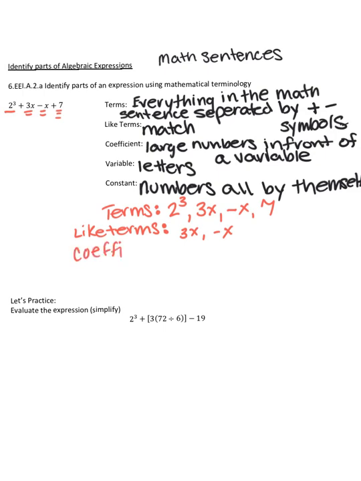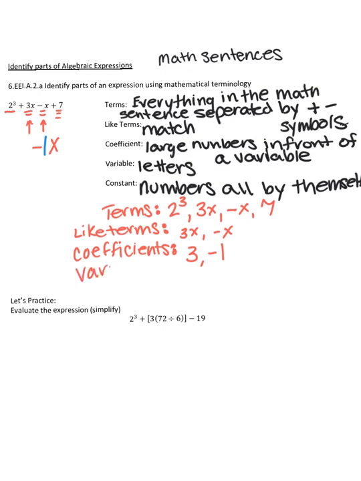Coefficients. Coefficients are the large number in front of a variable. So we have a 3 in front of the x, so we are going to have a coefficient of 3. But the other thing I want you to notice, do you see how this is a negative x? Well, whenever you have a letter all by itself, you can simply put a 1 in front of it. So we also would have a coefficient of negative 1. This will make more sense as we go along.